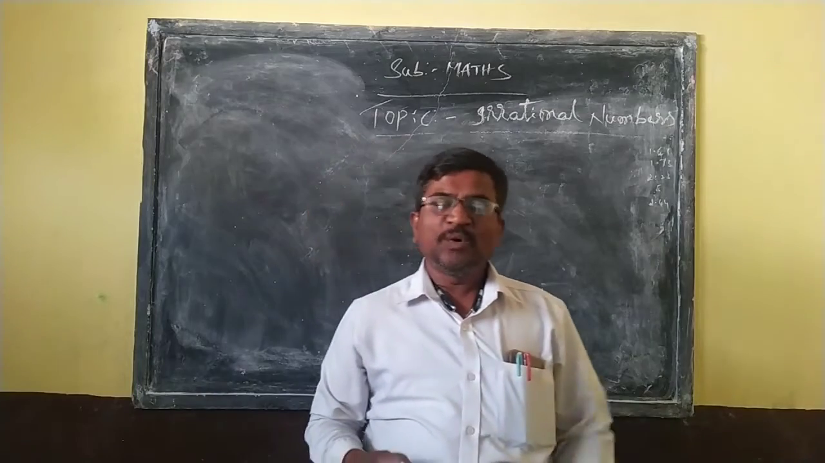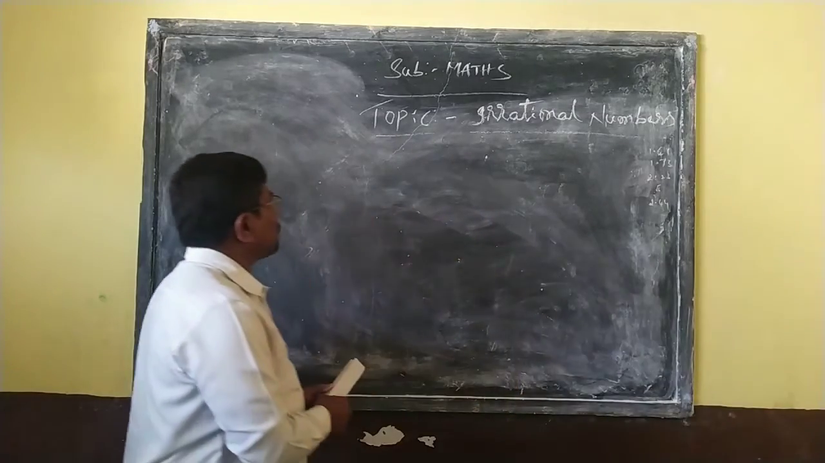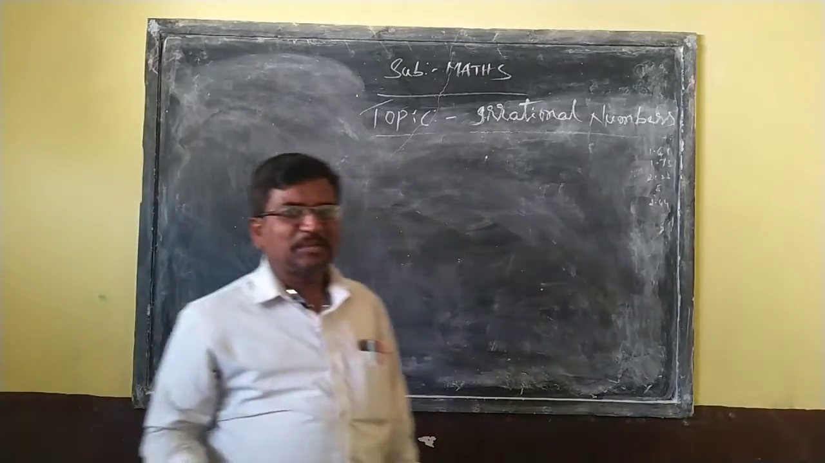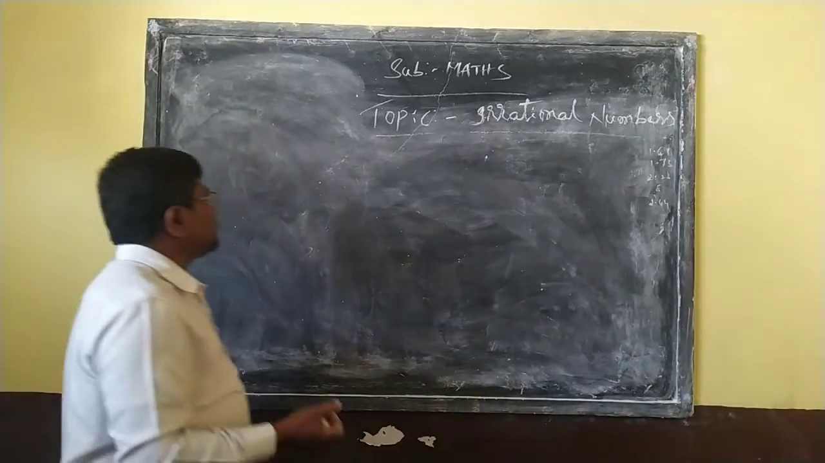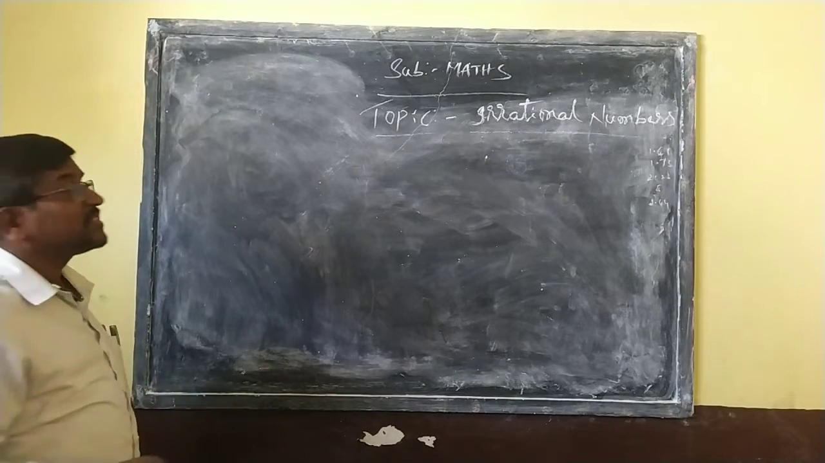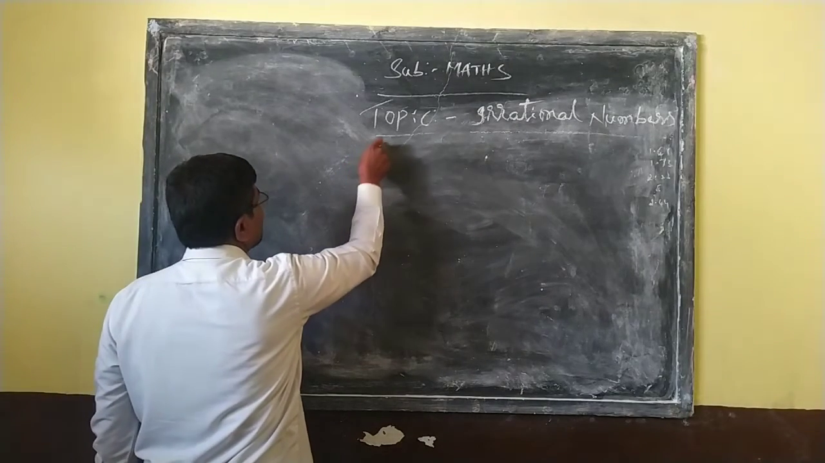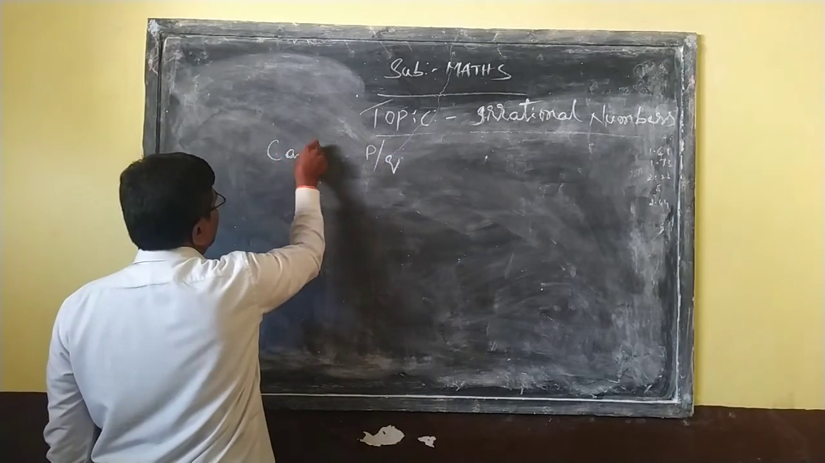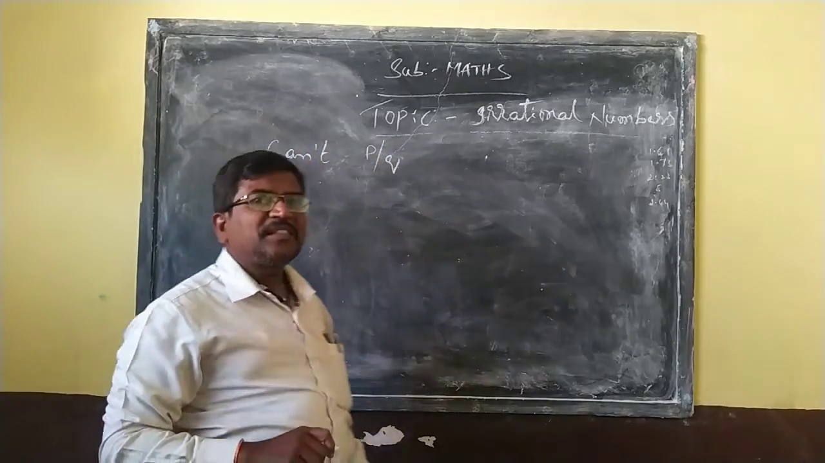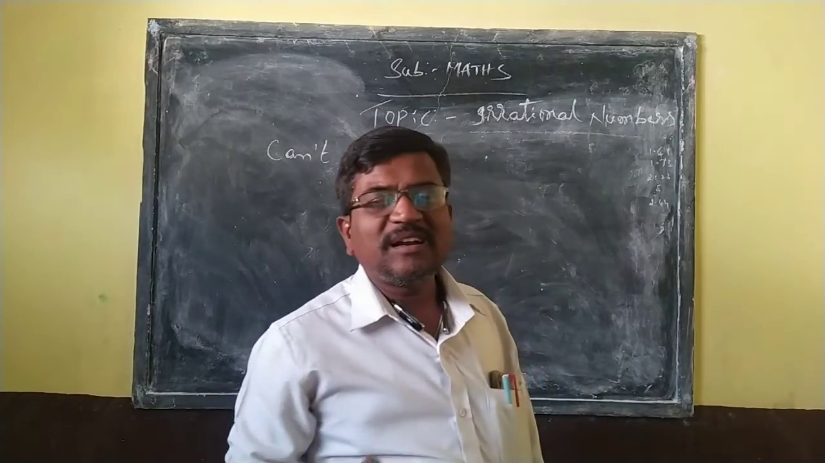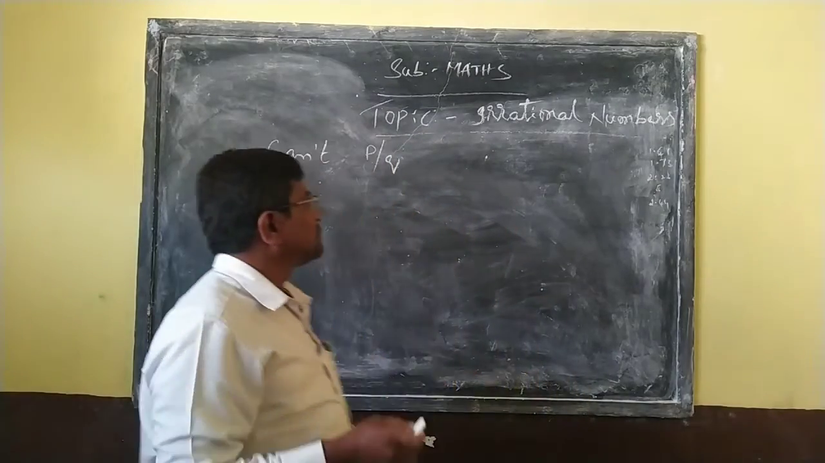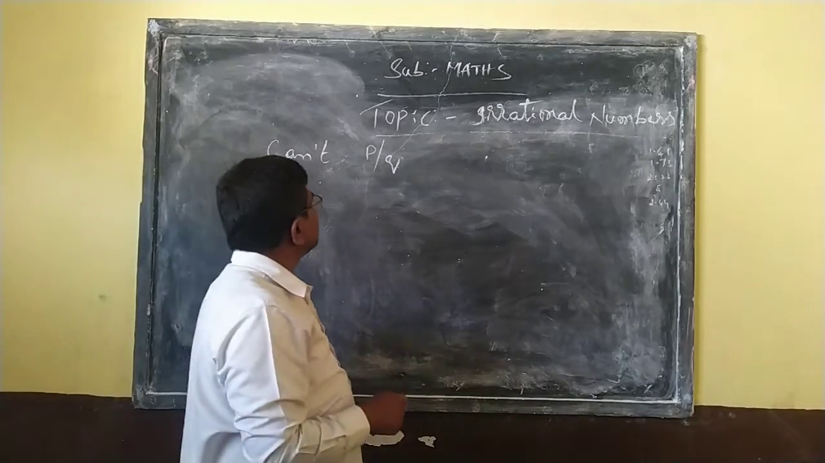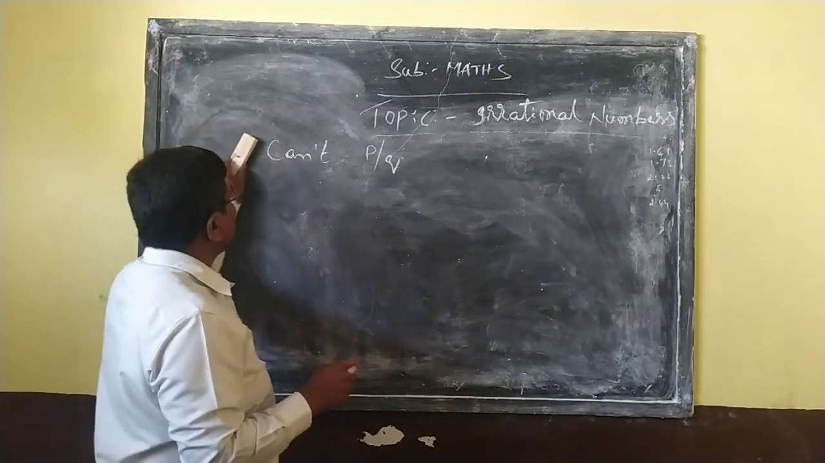Dear students, in the last class I explained definitions on irrational numbers. Once again, recall that. What are irrational numbers? A number that cannot be expressed in the form of P by Q is called an irrational number. I explained all the things in the last class. Remember and recall that one.